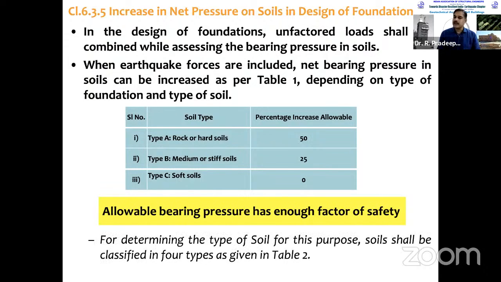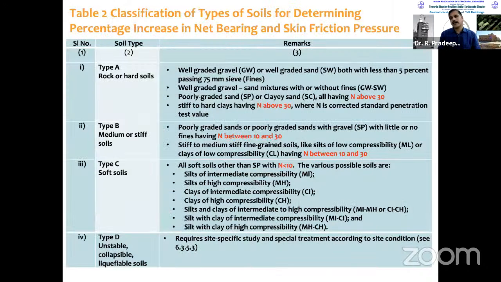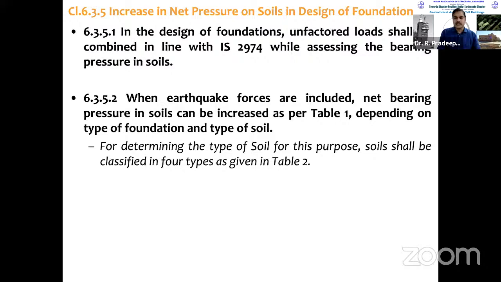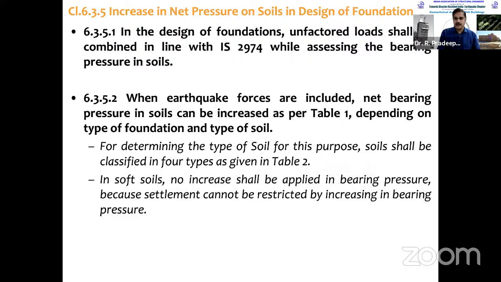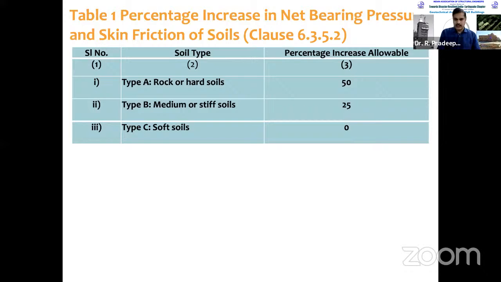Now, for determining the soil type, the code gives 4 soil types. How to decide? Well graded gravel, well graded sand, and so on, but the bottom line is that we depend on the SPT value. An N value above 30 means hard soil or rock. An N value between 10 and 30 means medium or stiff soil, and an N value less than 10 is soft soil.